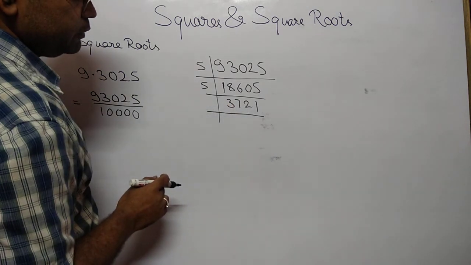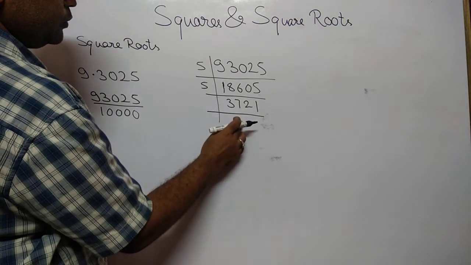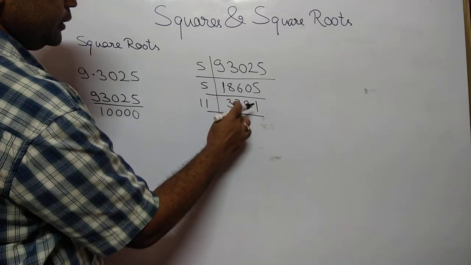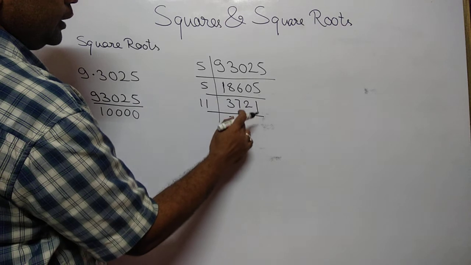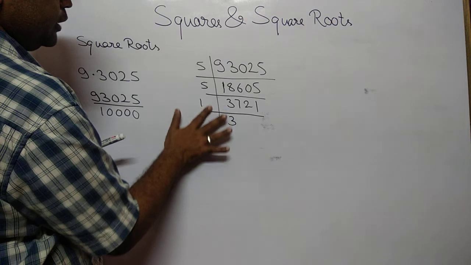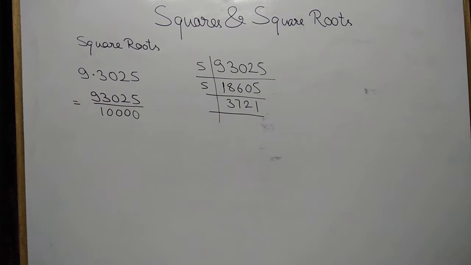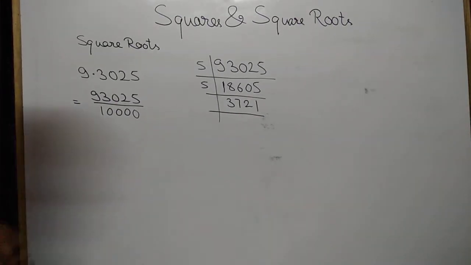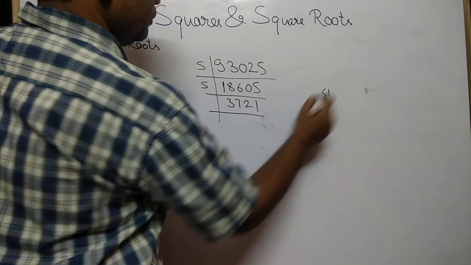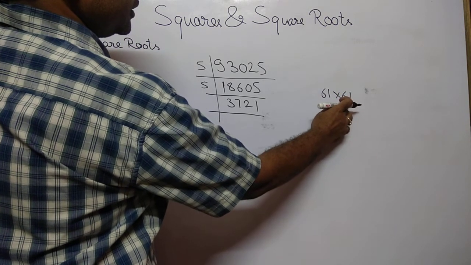It's not divisible by 3, so let's try by 11. No. Let's try by 11. 11 times 3 is 33, here we have 42, so it's not divisible by 11, so let's check by some other number. After trying too many prime numbers, I obtained one prime number, 61.